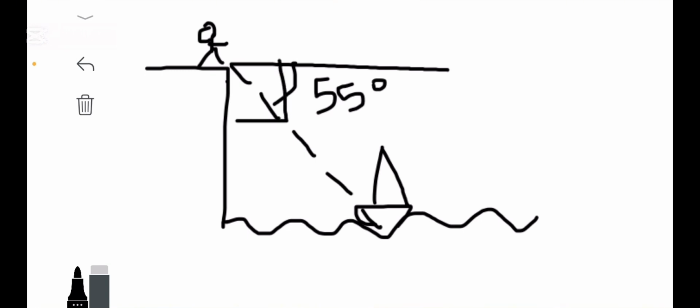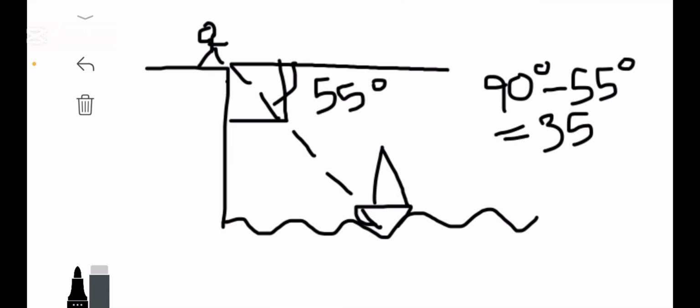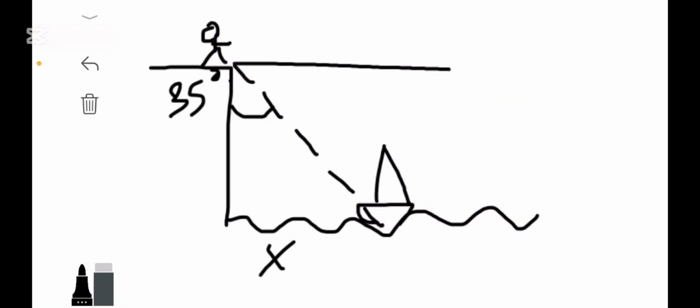Since these two angles make a right triangle, we can take 90 degrees, which is the degree of a right angle, and then subtract 55 degrees from it, and this gives us 35 degrees. So the missing angle for this part of the triangle would be 35 degrees. Let's assume our line of sight spots the boat 200 meters away. Since we found an angle and a side length, let's see how far the boat is from the cliff.